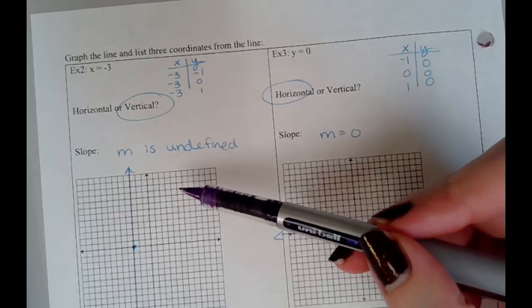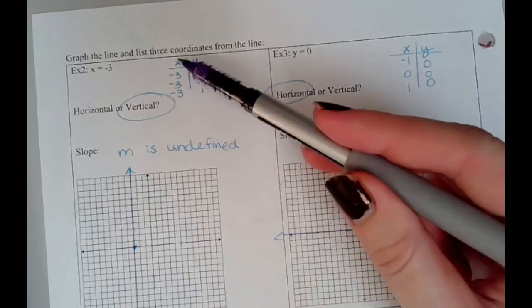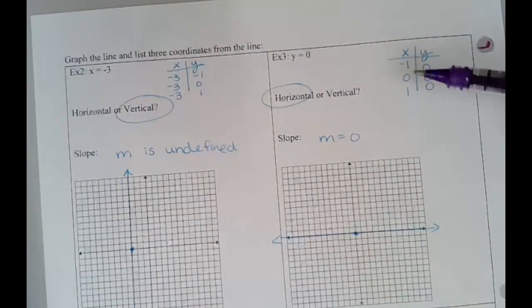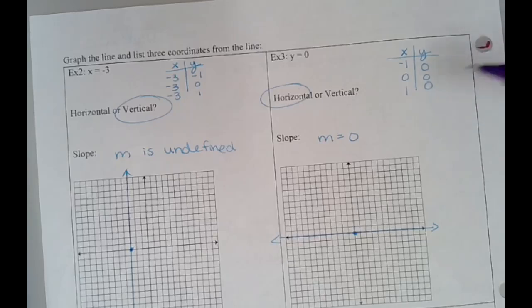So you can see for the vertical line, x was always the same. For the horizontal line, y was always the same.